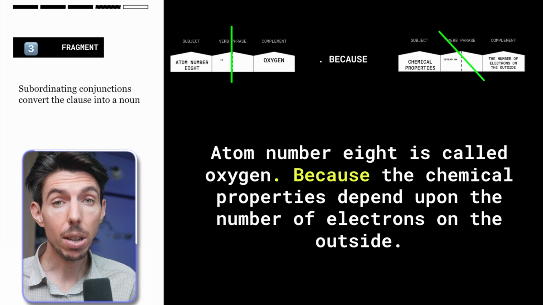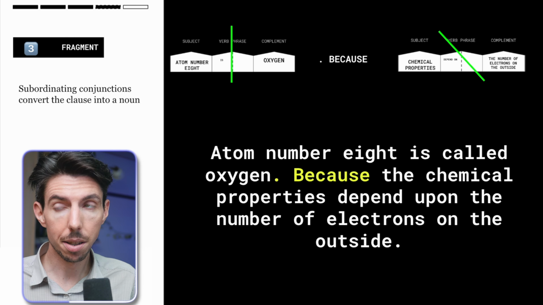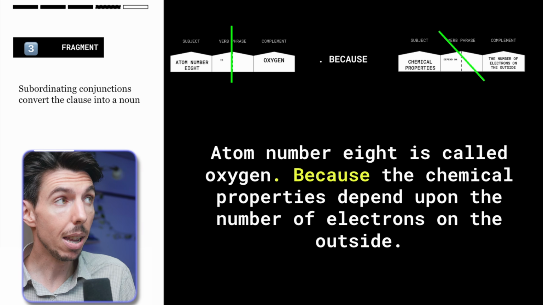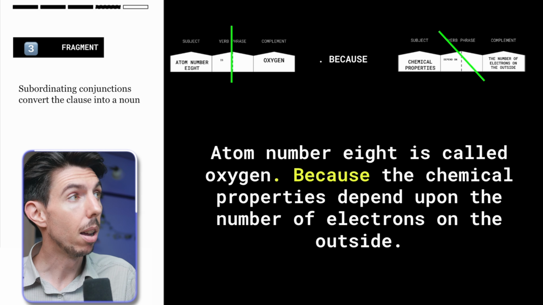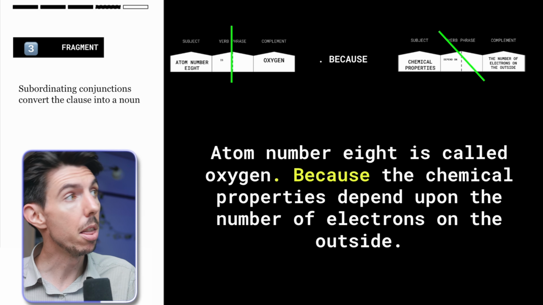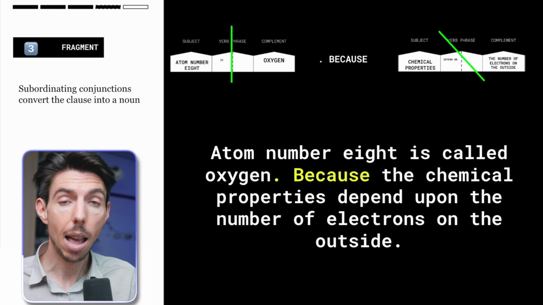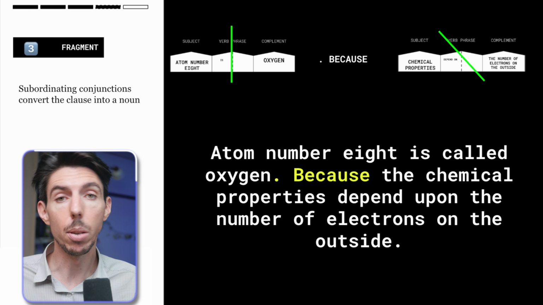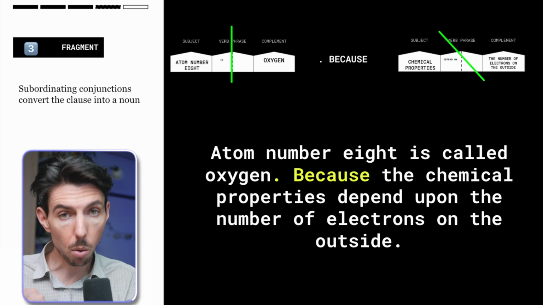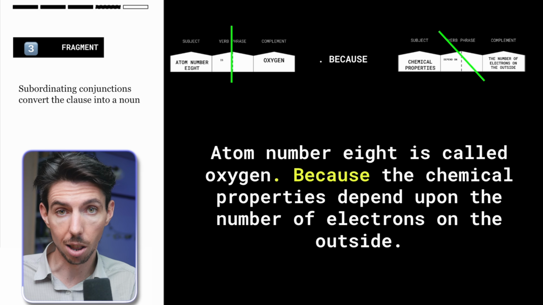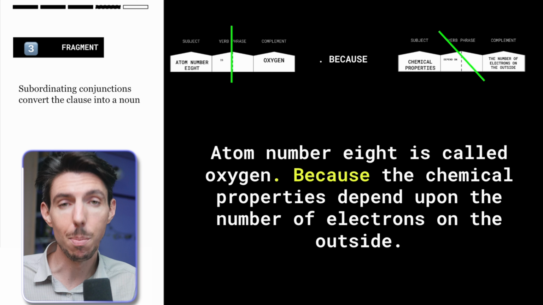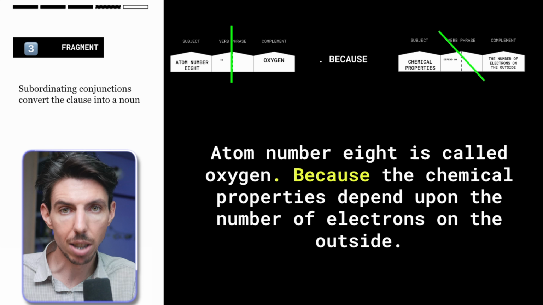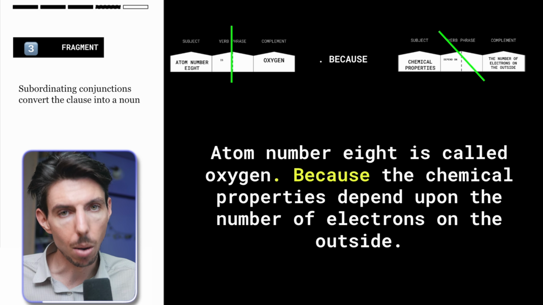And in the last case, what we have is a fragment. So a fragment means that it's not actually a finite clause. It doesn't mean anything. In this case, we have an independent clause. So that would have been chemical properties depend upon the number of electrons on the outside. However, it is attached to the subordinating conjunction because, and when you take a finite clause and you attach it to a subordinating conjunction, it is no longer a finite clause, it's no longer an independent clause, it becomes a dependent clause. And dependent clauses cannot stand on their own. They must be joined in a sentence to an independent clause.